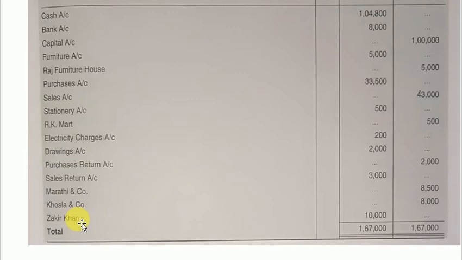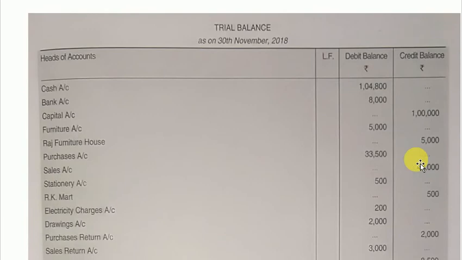After preparing the ledger, the balances are to appear in the respective column. Now I'll show you. This cash account from the ledger appears in the debit column because cash account is always a debit balance. I hope you all know, in the cash book also we have seen that cash account will never be credit, it will always be a debit balance.